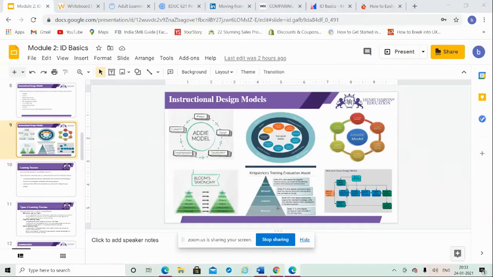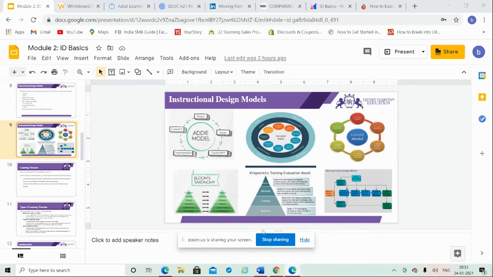Okay, so we have the very famous Bloom's taxonomy and Kirkpatrick's training evaluation model. We'll first look at Kirkpatrick's training evaluation model. As the name suggests, it is not an instructional design model in the sense of how to build something.